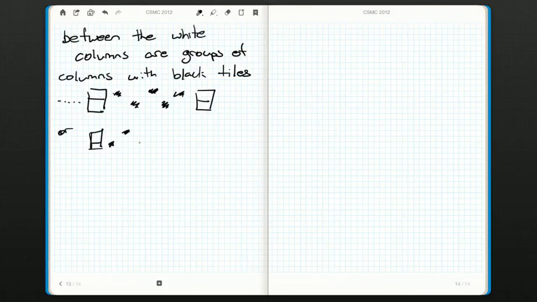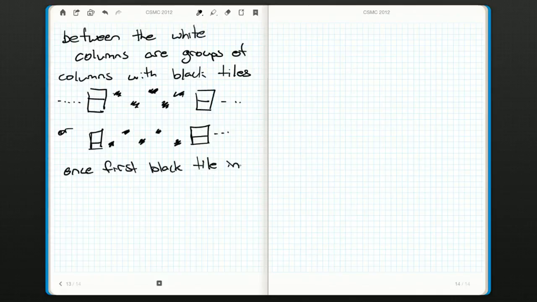Or a black tile could be first placed down here at the bottom. But once our first black tile is placed, it determines the rest of the group.